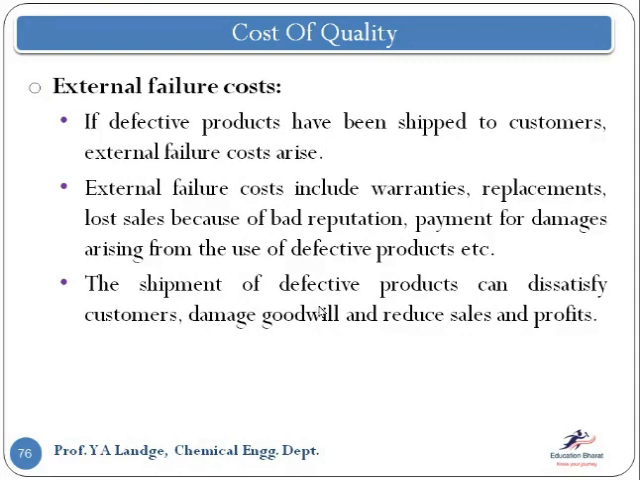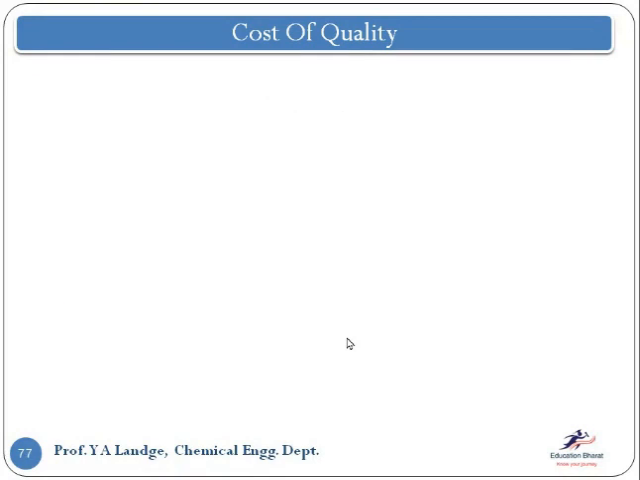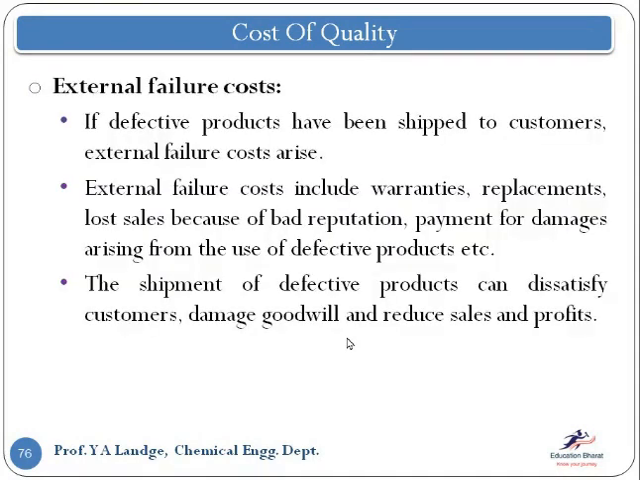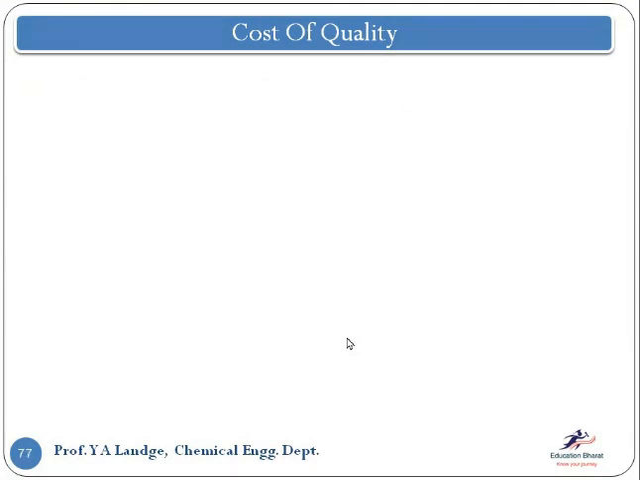The shipment of a defective product can mean dissatisfied customers, damaged goodwill, and reduced sales and profit. Because of that, what happens? People spread word-of-mouth publicity that you have sent defective products. And if a person gets the same thing 2 or 3 times, then definitely your reputation goes down. Okay, so this is called external failure, and it is very difficult, because ultimately if the reputation goes down, definitely your sales go down, and ultimately the profit that you get will drop.